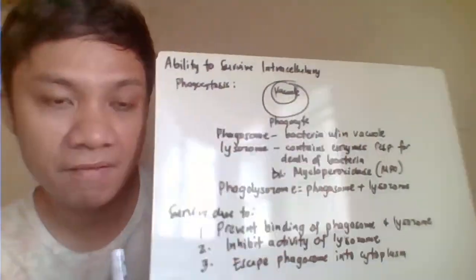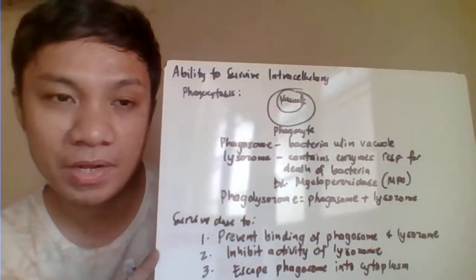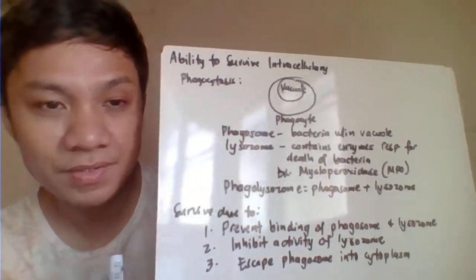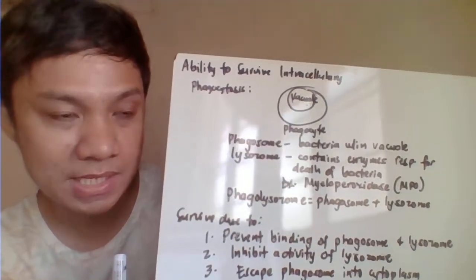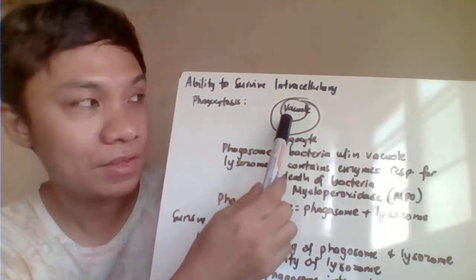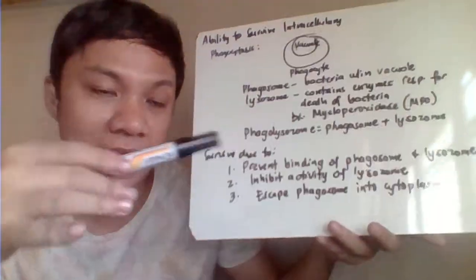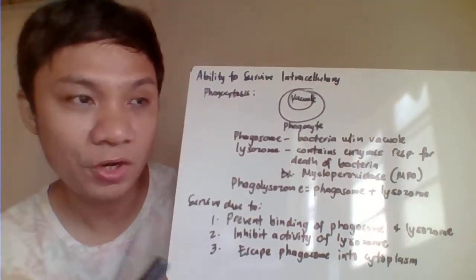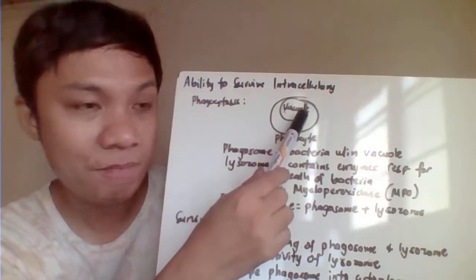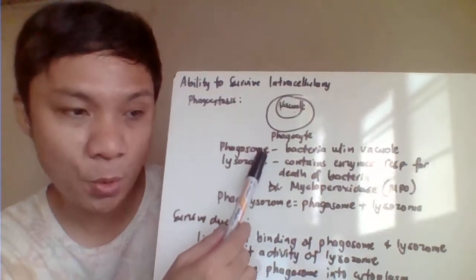Okay, the next virulence factor is the ability of your microorganism to survive even inside your phagocyte, even after phagocytosis. So if this one is your phagocyte, the phagocyte contains the vacuole. Pag ang microorganism natin in-engulf, kinain ni phagocyte, your bacteria go inside the vacuole. Pag nasa loob na ni vacuole ang ating bacteria, you call it your phagosome.